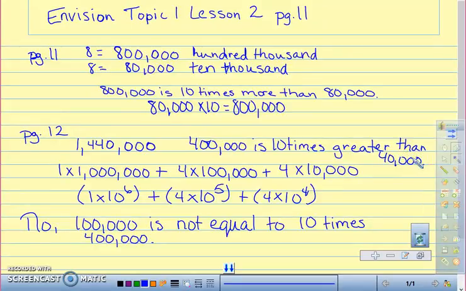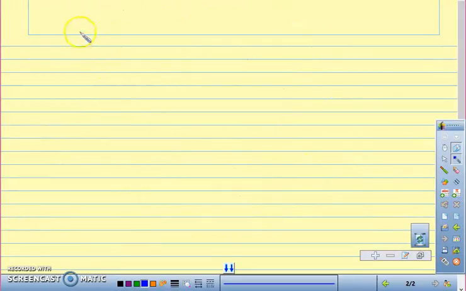Okay, we're going to go ahead and do a couple of questions from the assignment, so I'm going to move on to a new page. If you haven't got all of this, go ahead and pause and write that down. I'm just going to open up to a new sheet. Again, this is still lesson 2, and we're just going to do some sample problems. So let's look at number 6 on the independent practice, on page 13.